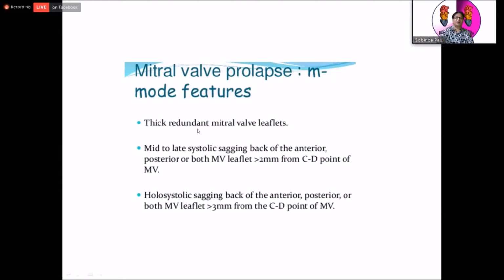Now about mitral valve prolapse, M-mode features. Here, thick redundant mitral valve leaflet, mild to late systolic sagging back of both the anterior and posterior mitral valve leaflets, usually more than 2 millimeter from the CD point of the mitral valve, and also holosystolic sagging back or prolapsing of both the anterior and posterior mitral leaflets, more than 3 millimeter from the CD point of the mitral valve.